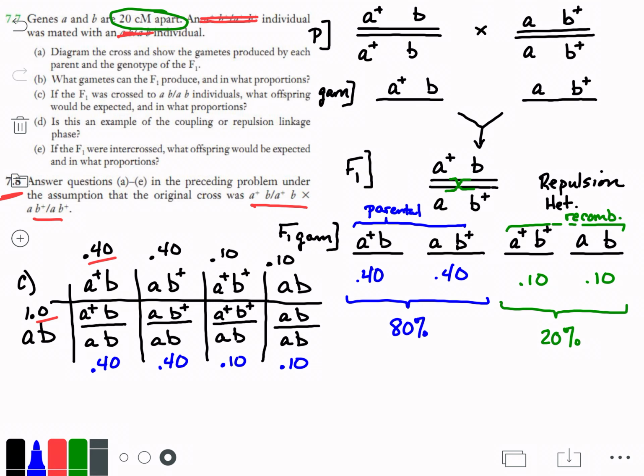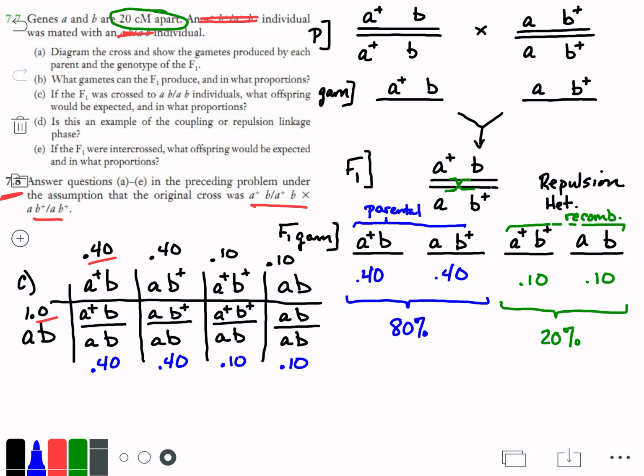So that's a test cross. Test crosses are important for us because they allow us to determine distance by counting offspring. We'll see some problems like that in the book. This one's going the other way around. We know how far apart the genes are, and we're trying to calculate percentages of offspring.